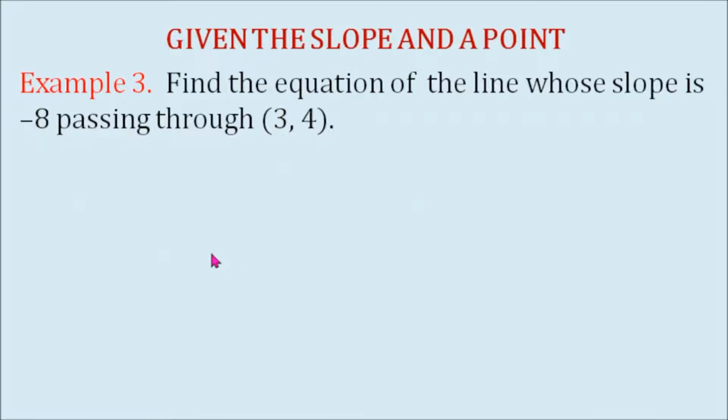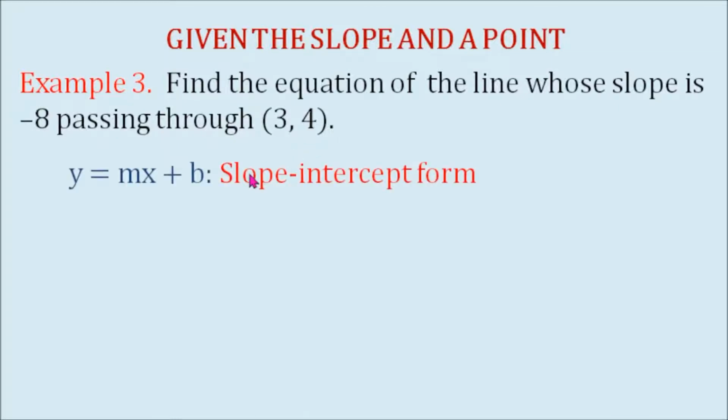Now, let's find the equation of the line when given the slope and a point. Example number 3. Find the equation of the line whose slope is -8 passing through 3, 4. This is the slope-intercept form of a linear equation in two variables, y equals mx plus b. We already know the slope, but we do not have the y-intercept. So we can find b, or the y-intercept, by using this slope and this point.